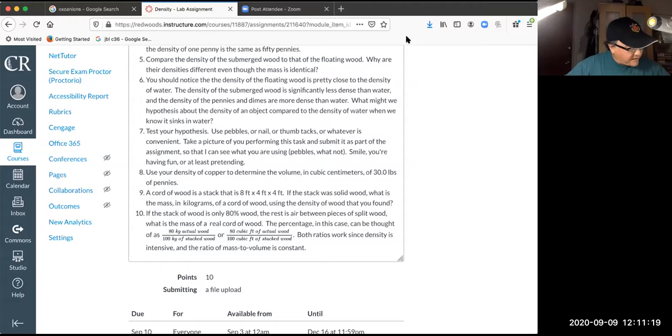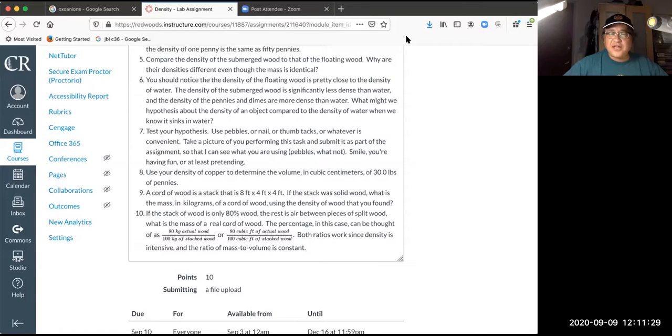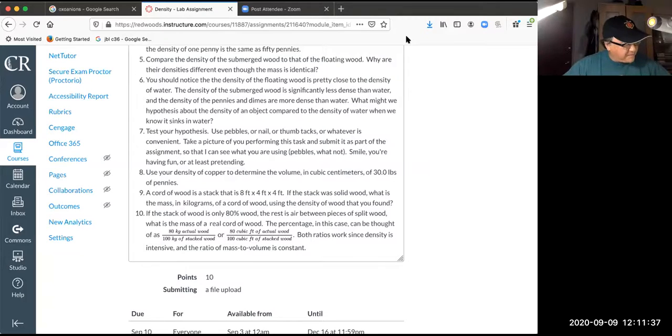And Harry, help me out here. What did you get for the density of your wood when you submerged it? Oh shoot! I don't have my journal on me at the moment. I left it. Do you have a general idea? No, sorry. I'm guessing it was probably around 0.7 or something like that. Yeah, I think so.